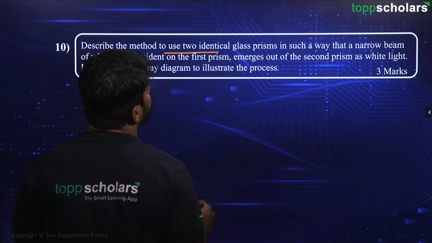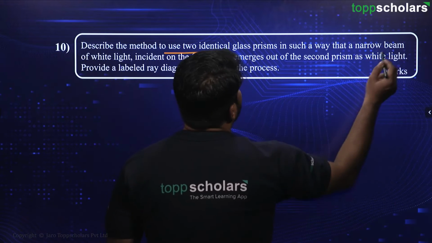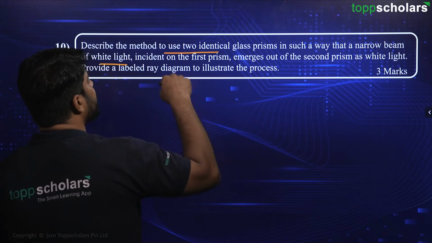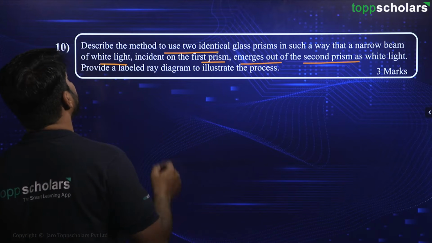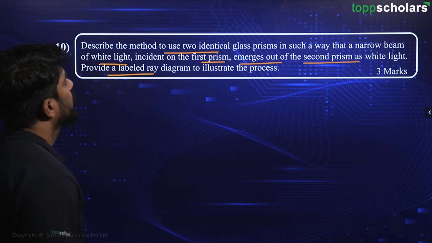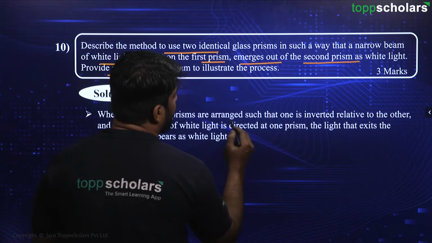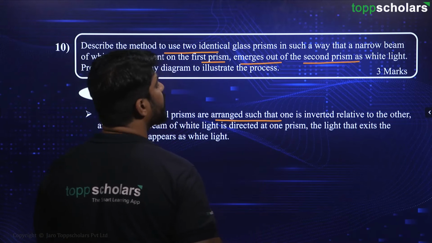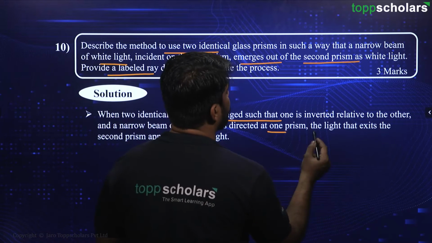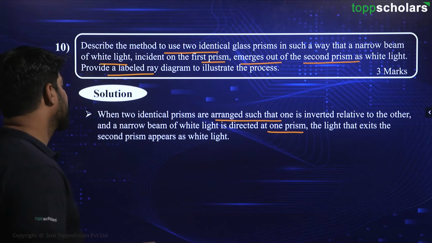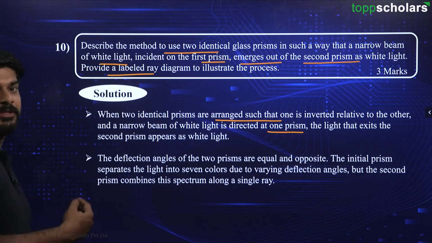Describe the method to use two identical glass prisms in such a way that a narrow beam of white light incident on the first prism emerges out of the second prism as a white light. Provide a labeled ray diagram to illustrate the process. So let's look at this. First of all, when two identical prisms are arranged such that one is inverted relative to the other and a narrow beam of white light is directed at one prism, the light that exits the second prism appears as white light. So we'll see this with the help of a diagram.